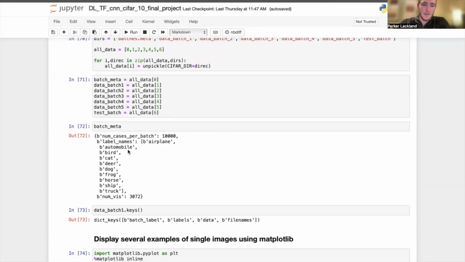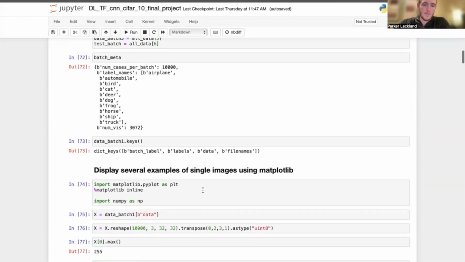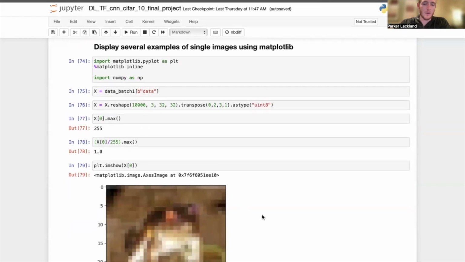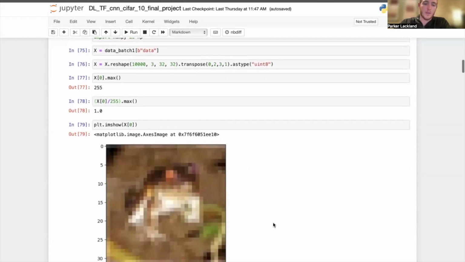Here you can see all the different classes, the automobile, the bird, the cat, the deer, all the 10 different classes that were used for classification during our deep learning algorithm. And then several of the images were displayed, for example.